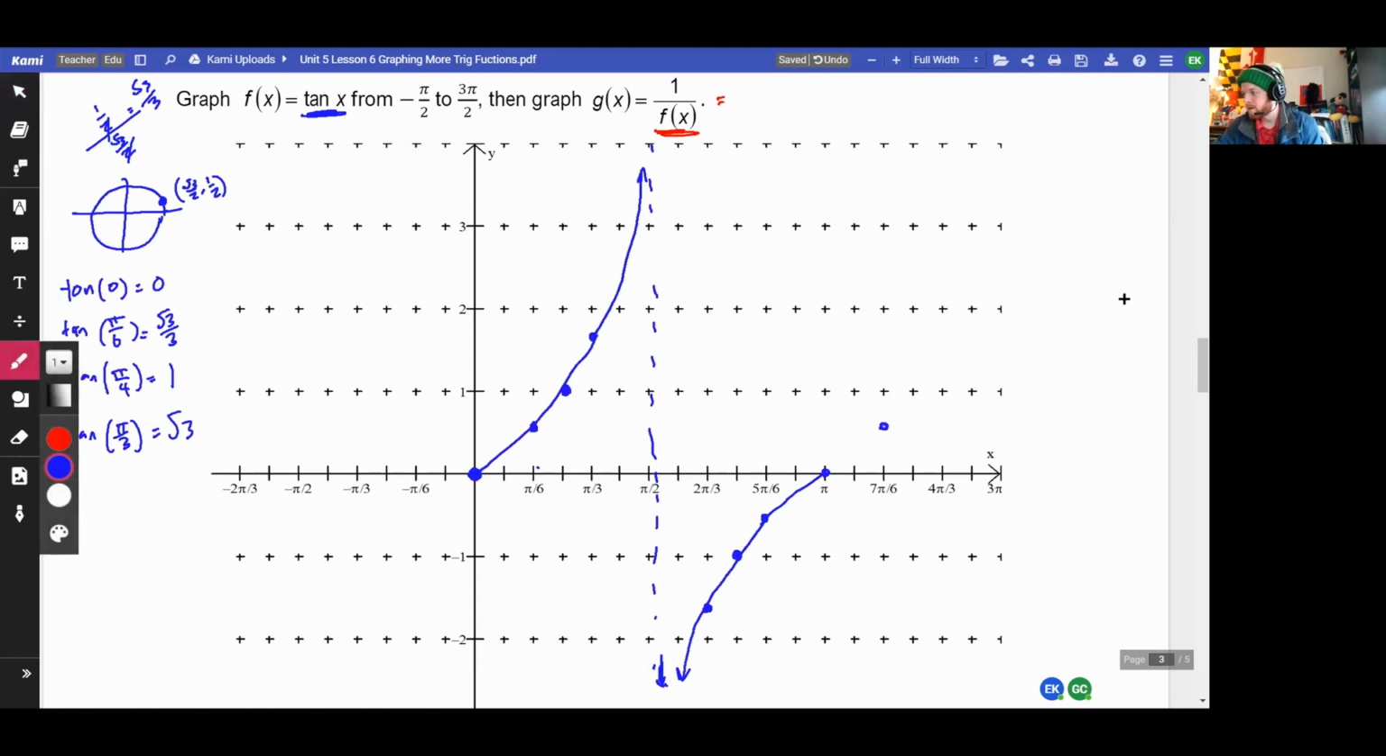We're going to be around there, there, there. And we shoot up. And we have another asymptote there at 3 pi over 2. It says 3 pi, it's really 3 pi over 2. Then over here, we're going to be roughly there, roughly there, roughly there, asymptote. I'm going to stop there. Boom.